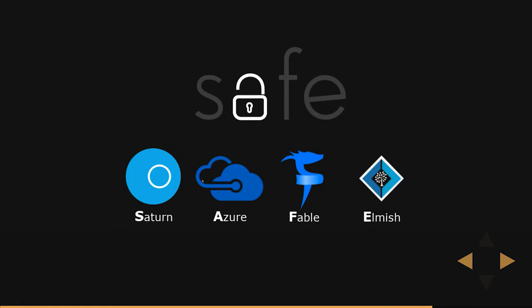So to sum up, the SAFE acronym stands for four different technologies. S is for Saturn, which is a web server on top of ASP.NET Core, and you write your web server applications using F#. Then we have A for Azure, cloud provider from Microsoft. No real connection with F# here, but we have that in the SAFE stack. Then F for Fable, the F# to JavaScript compiler, which allows us to compile F# and run that code in the browser. And a library called Elmish, which follows the MVU pattern and makes it possible to create fancy applications in the front end.